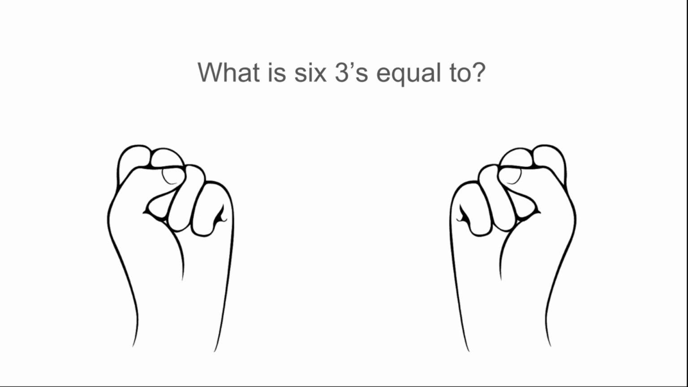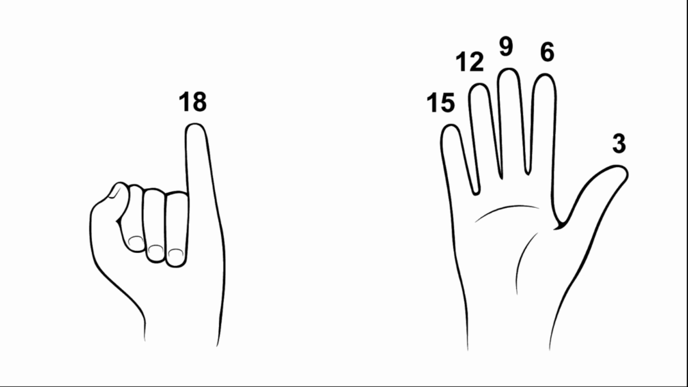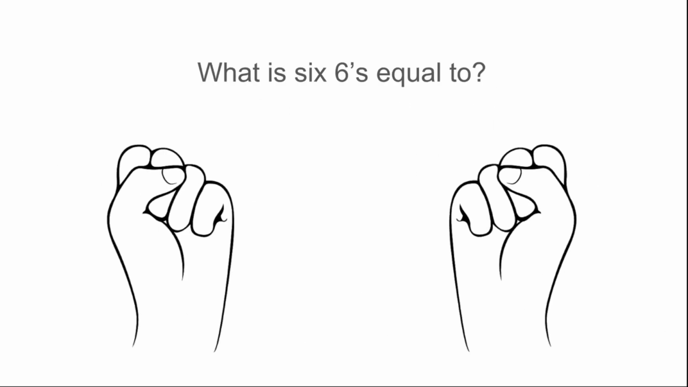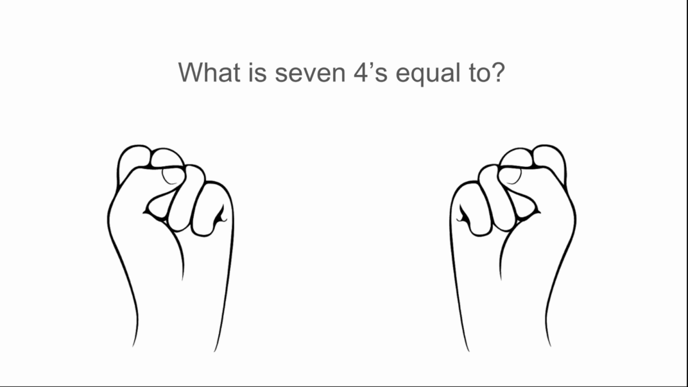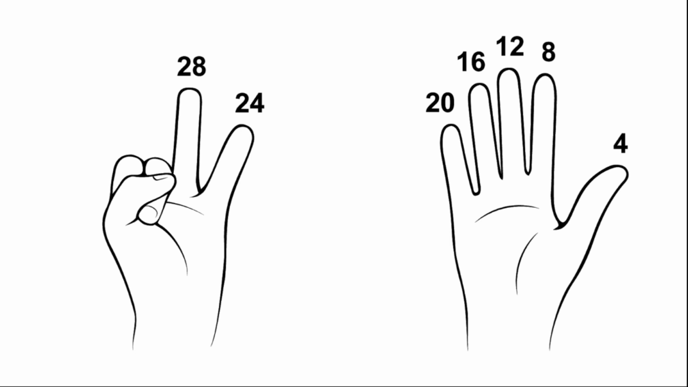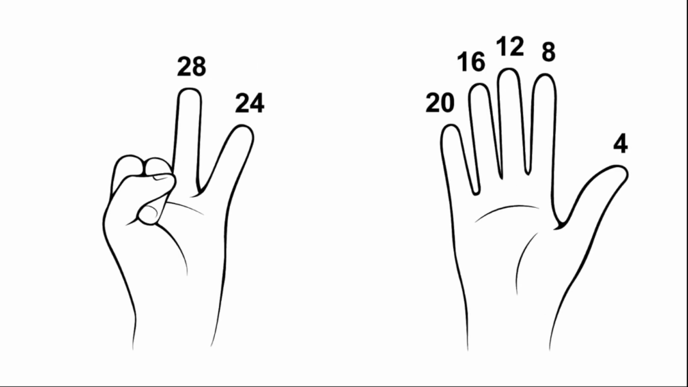What is 6 threes equal to? She is counting by threes up to 6 fingers. What is 6 sixes equal to? She is counting by threes up to 6 fingers, or 18, and doubling it to get 36. What is 7 fours equal to? She is counting by fours up to 7 fingers. What is 7 eighths equal to? She is counting by fours up to 7 fingers, or 28, and doubling it to get 56.